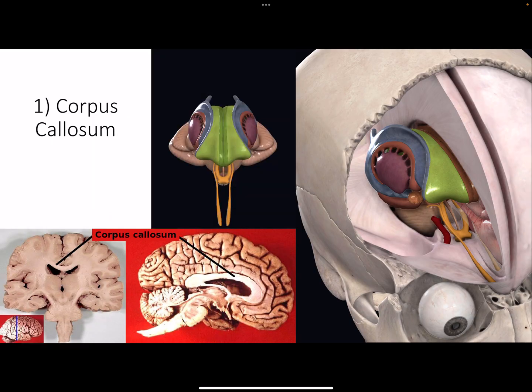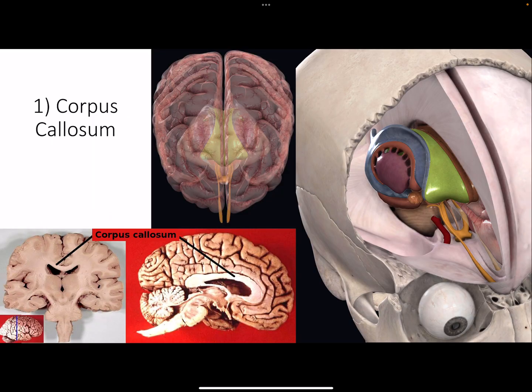So the corpus callosum is just going to communicate the left and right side of the brain. You can see it here. You can see it very clearly here, connecting the right side with the left side. We can see it here. So it's basically the most superficial aspect of the brain, apart from the cerebral cortex. And again, you can see it here as well after we've taken out the cerebral cortex from our picture.